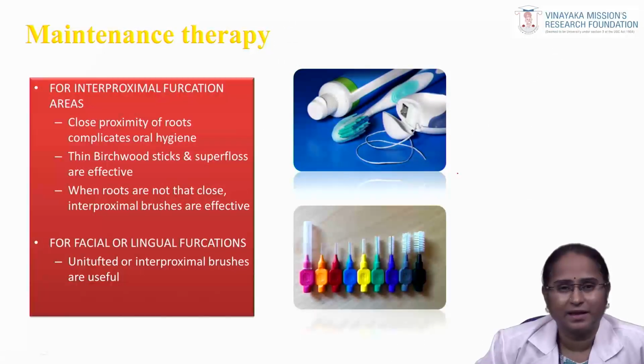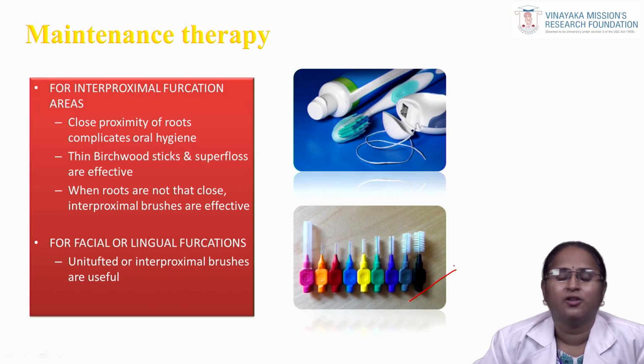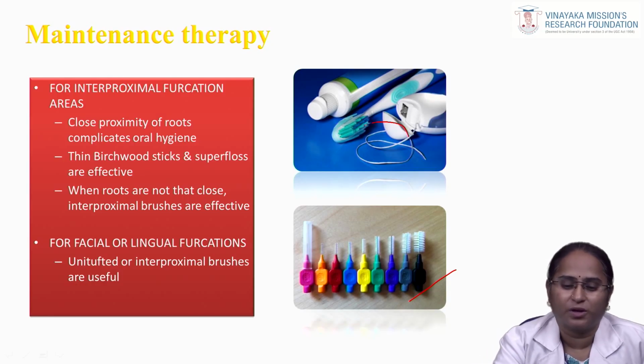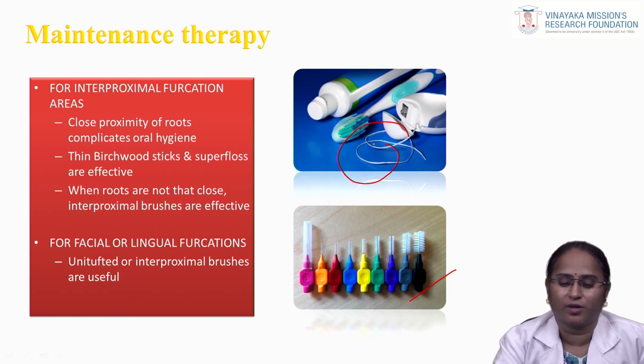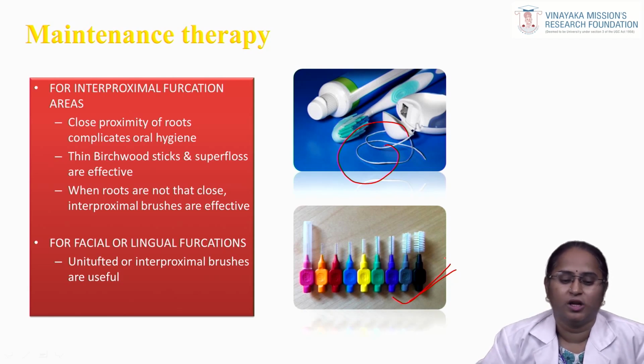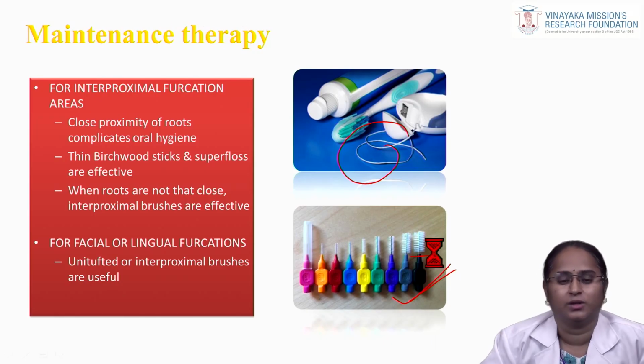Coming to the maintenance therapy. Maintenance is very difficult, especially in cases of furcation areas. For interproximal areas, close proximity of the roots complicates oral hygiene. So in these cases, superfloss is effective. When roots are not so close, interproximal brushes are effective. For facial or lingual furcations, single tuft brushes or interproximal brushes are useful.